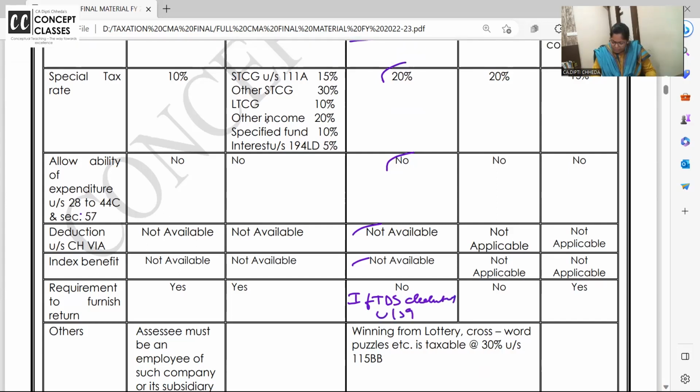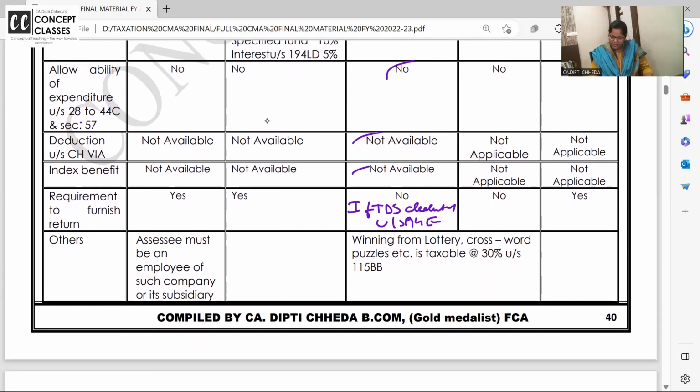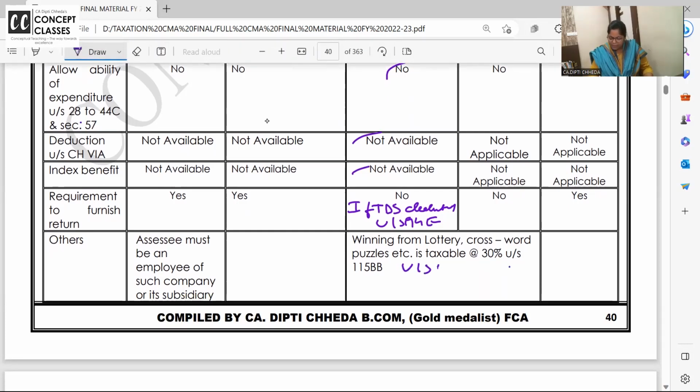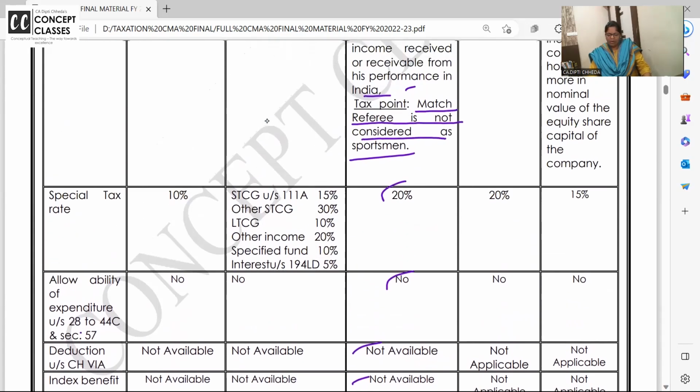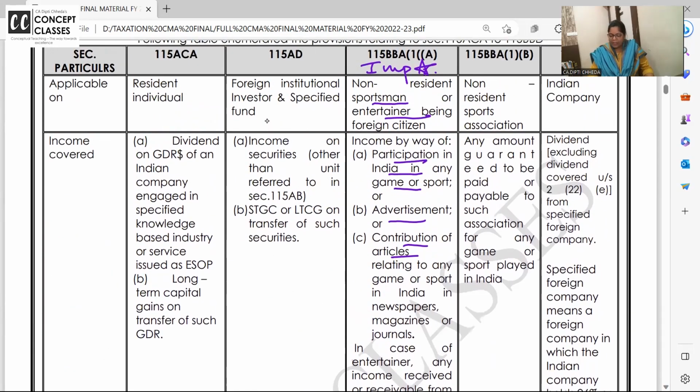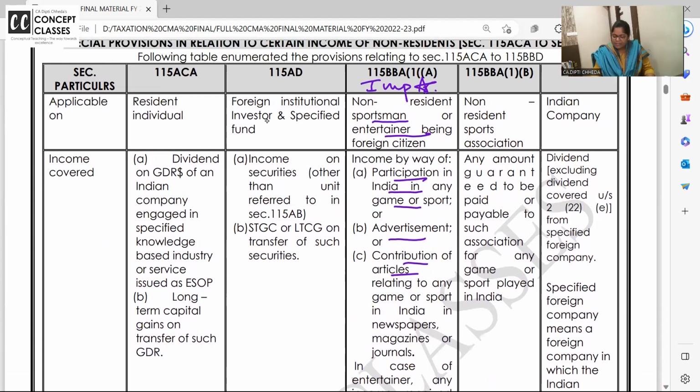If TDS is deducted under section 194E. Okay? Right. And for lotteries and puzzles and all this, tax will be 30%, and here also TDS will be deducted under 194BB. These two go hand in hand, so I'm reading this one also.